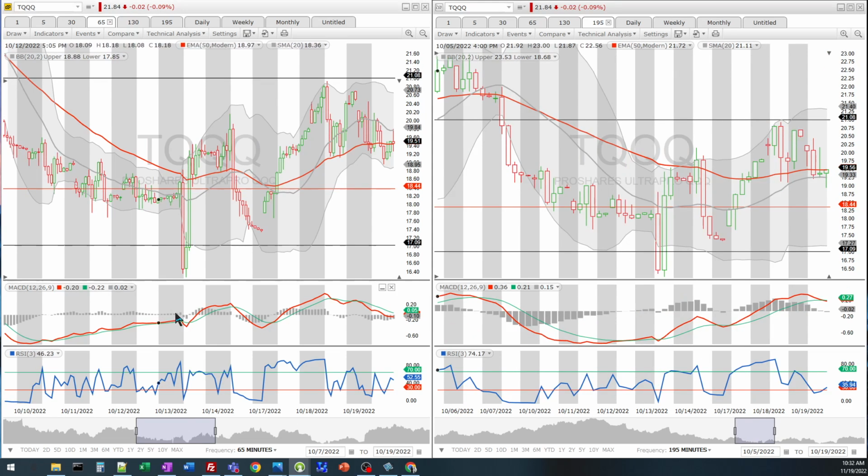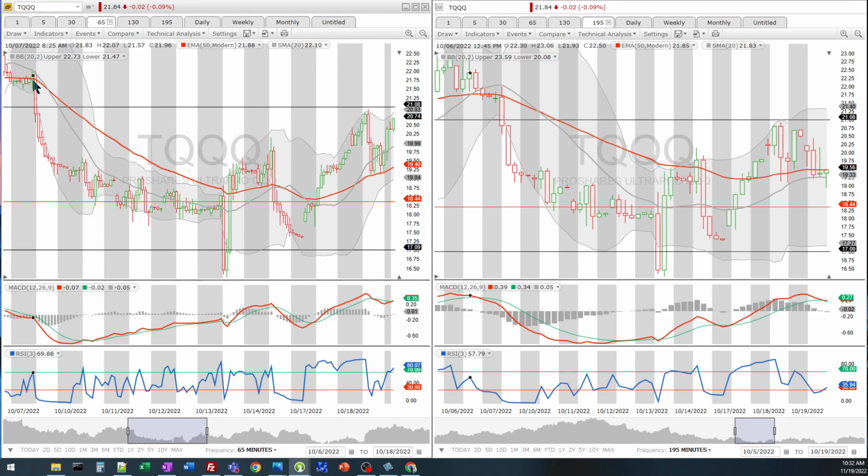Okay, here we go. Here's the great collapse that you saw a few moments earlier. Down, down, down, down, down. But the MACD is going up, up, up, up, up, up, up, up, up. Okay, on the 65 minute.